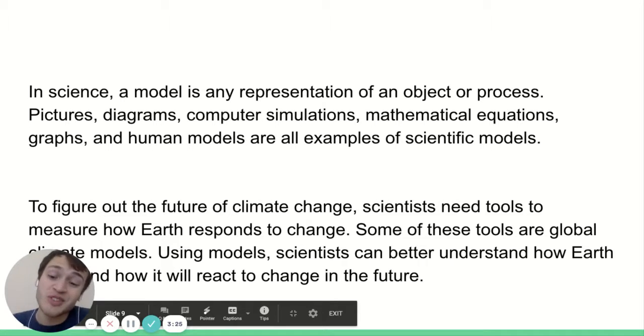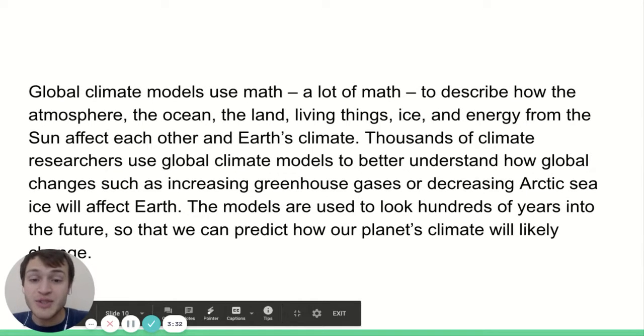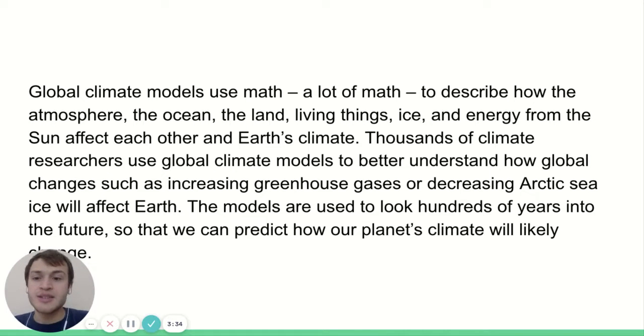So models help us understand how the Earth is going to change, especially when we talk about climate change. Global climate models use math, a lot of math, to describe how the atmosphere, the ocean, the land, living things, ice, and energy from the sun affect each other and Earth's climate. Thousands of climate researchers use global climate models to better understand how global changes, such as increasing greenhouse gases or decreasing Arctic sea ice, will affect Earth. The models are used to look hundreds of years into the future so that we can predict how our planet's climate will likely change.